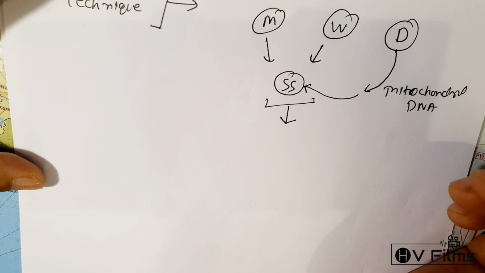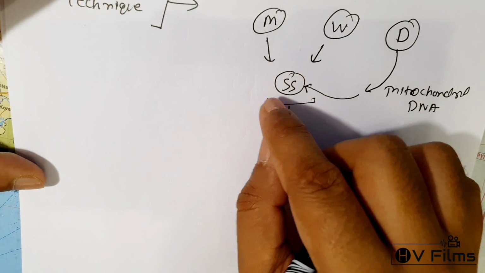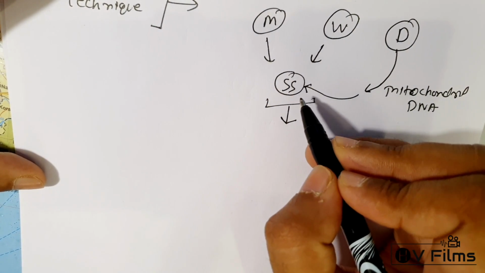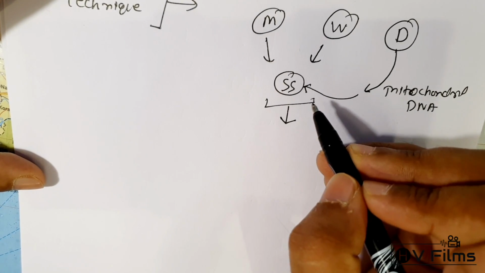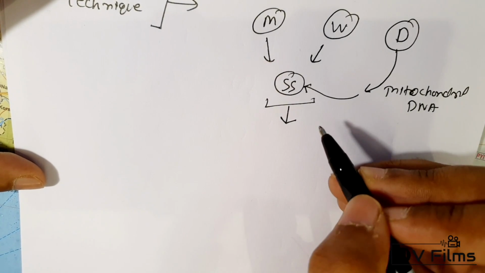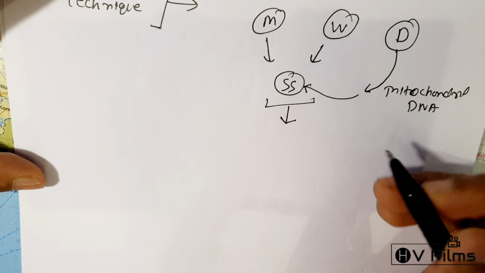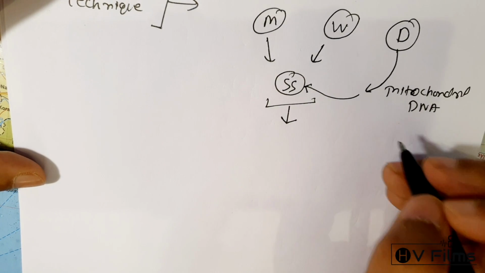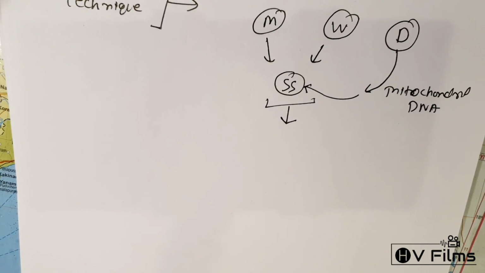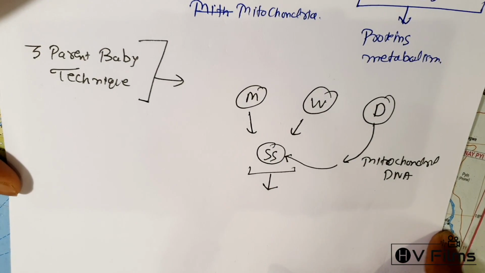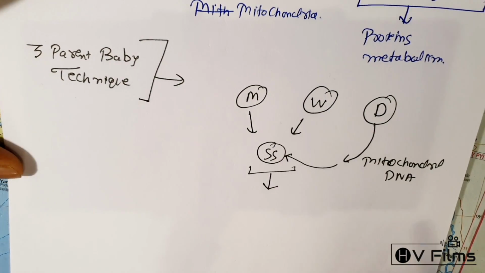So this technique involves removing the faulty mitochondrial DNA from the actual mother, and the nucleus from the mother's egg, and the resultant egg is fertilized with the sperm cells of the father outside the body in vitro, meaning outside the body it will be developed. So this whole procedure is what we call the 3-parent baby technique.